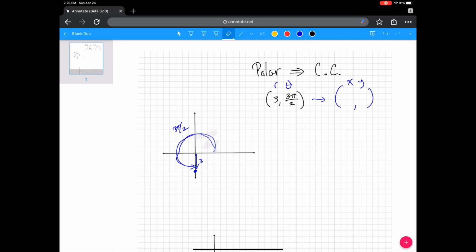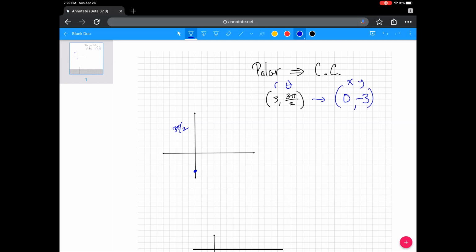Okay, so there's the point. Now, of course, we could just see that, now that we see that point. The point that's here is on the y-axis, so the x value is 0, and the y value is minus 3.